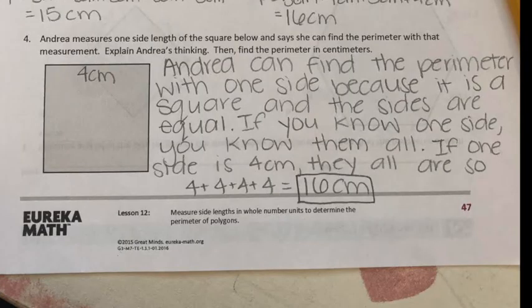So I hope you found that if Andrea measures one side length of a square, you know that you have all the side lengths of a square because all the side lengths are equal. So if you know one side, you know them all. When you took your ruler and measured one side, you got 4 centimeters. That means every side is 4 centimeters. And if there are 4 sides, you add 4 centimeters 4 times. So 4 plus 4 plus 4 plus 4. And you should find that the perimeter is 16 centimeters.